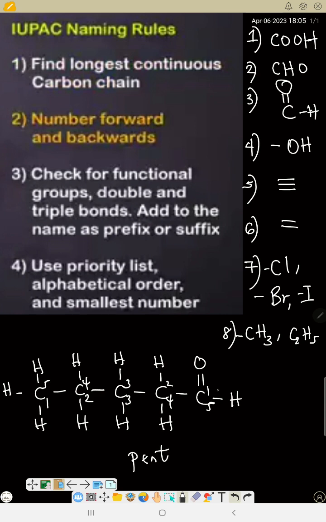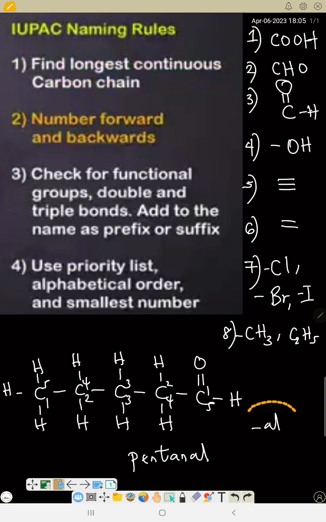Also you number forward and backward. So we check for the functional group, which is this one, CHO. That's our alkanal. We use the priority list if we have more than one functional group, but here there is just one. Now the position of this CHO is 1, so that is pentanal, because the suffix for this alkanal is -al, so it will be pentanal.